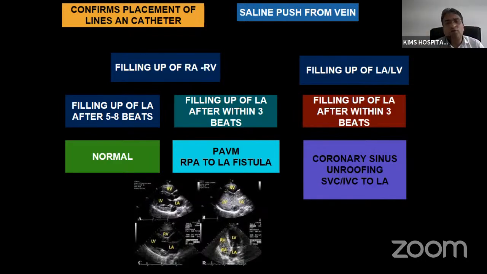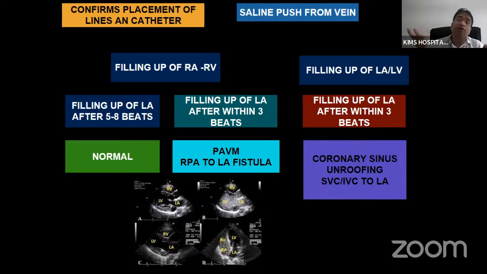So if the LA fills within 3 beats, that will suggest pulmonary AVM, RPA to LA fistula, or sometimes severe PH or ASD causing a right to left shunt. And then with the saline push, if you see filling up of the LA directly when we push from the systemic vein, that means that vein is directly draining to the LA and there is a systemic venous abnormality. So that is the cause. And if you push from the lower vein and the LA fills directly, that means there is a eustachian valve directing blood towards the PFO. So that is very important.